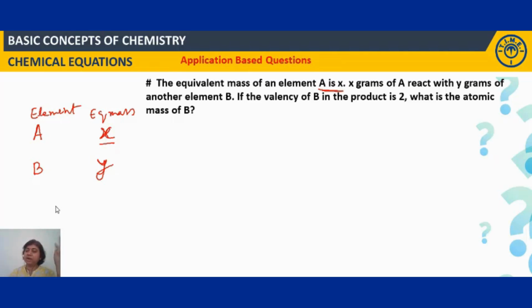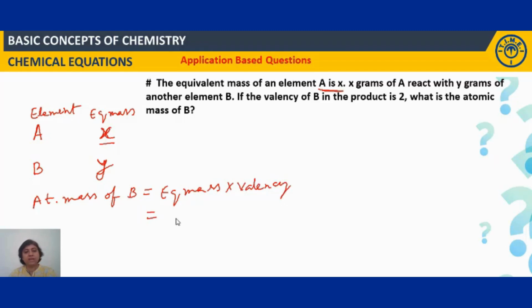Again the same formula, equivalent mass is equal to atomic mass by valency. Now here you know the equivalent mass, you know the valency is 2. So what will be the atomic mass? Atomic mass of B is equal to equivalent mass into valency, right? So equivalent mass of B is Y, valency is 2, so it is 2Y. Done? Understood? So atomic mass of B is 2Y.